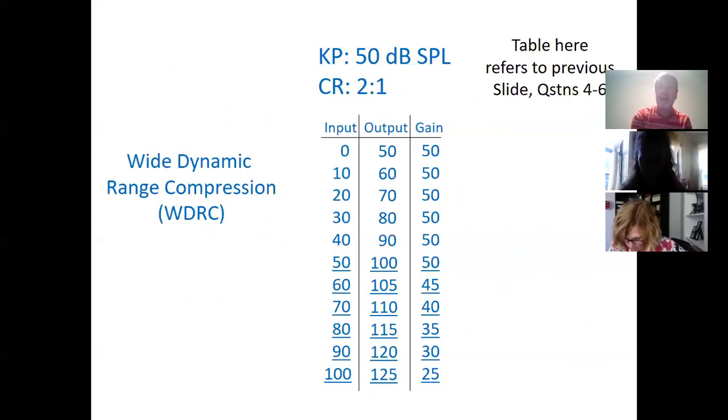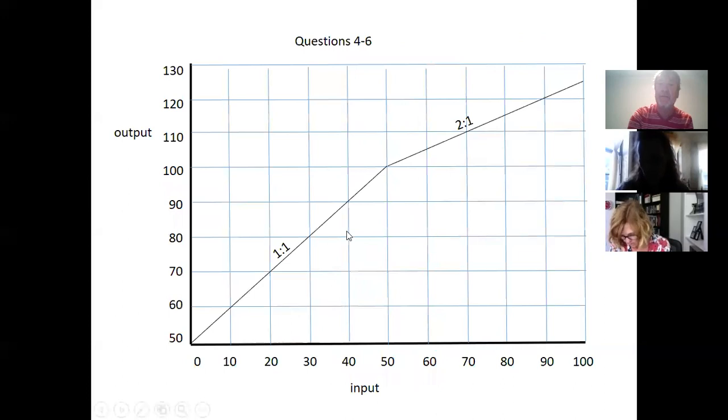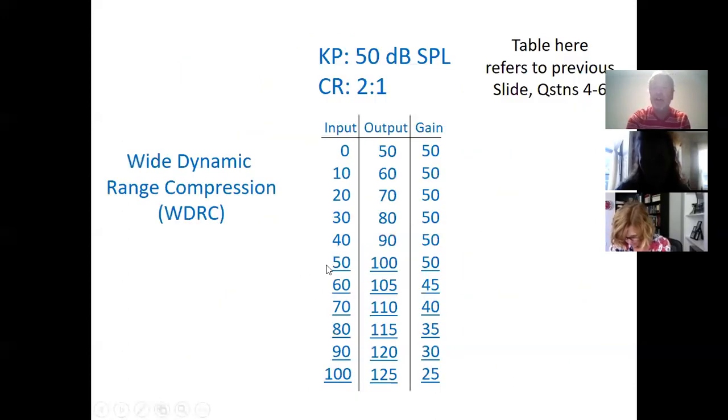Here we go. You have input, output, gain. So if you look at what your input is, output was 50, my gain was 50. Input 10, my output was 60, my gain is 50. 20 in, 70 out, my gain is 50. 30 in, 80 out, my gain is 50. 40 in, 90 out, my gain is 50. This is the story of this line. So what we talked about is what's happening right there.